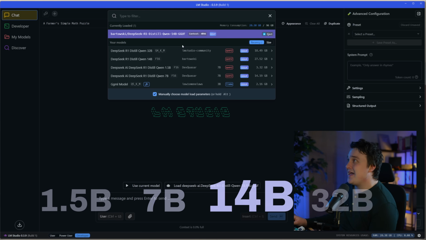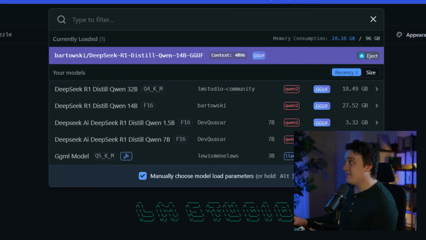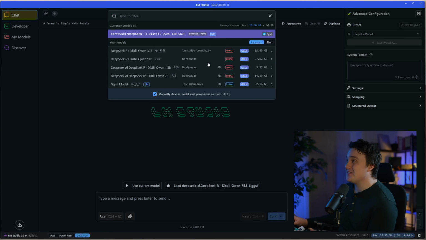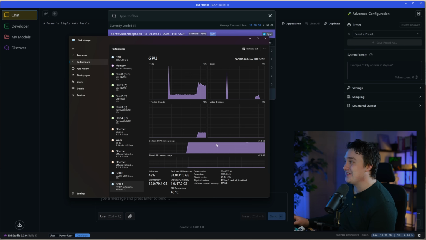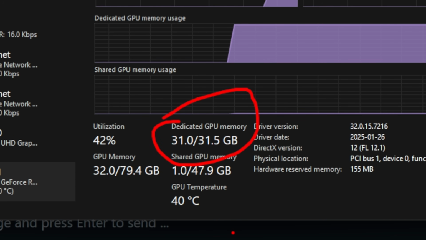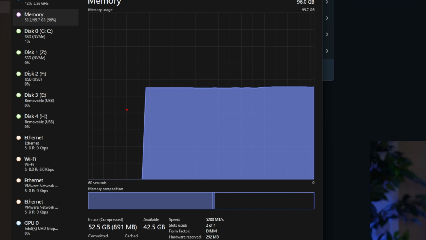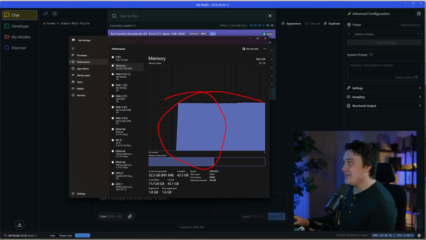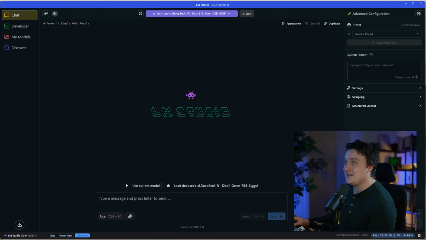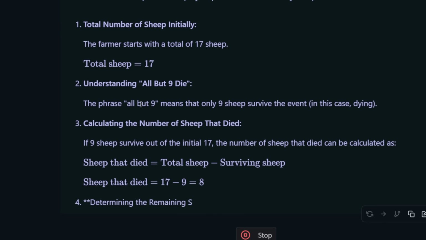So next up, we have the 14 billion parameter model. But the issue with this one, I think, is that it's taking up a lot of memory. If you look at my GPU, all 32 gigabytes are basically accounted for by this model. And if you go to my memory, it went way up right here. I don't know how it's going to perform, but it's worth a shot, right?